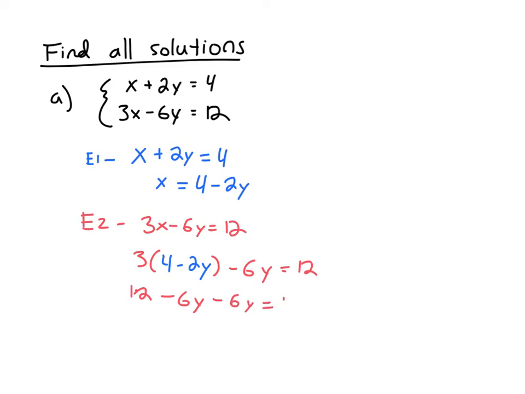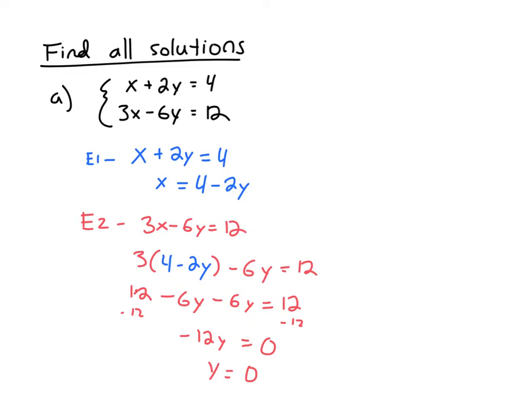Alright, if I subtract 12 from both sides, on the left-hand side I have negative 6y and negative 6y, so that makes negative 12y. And 12 minus 12 is 0. If I divide both sides by negative 12, I get y equals 0.